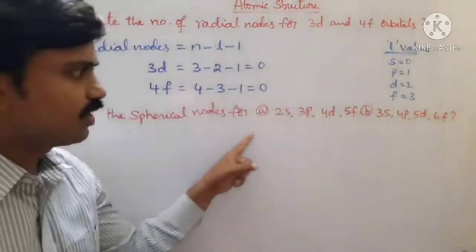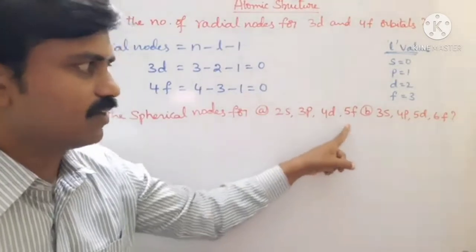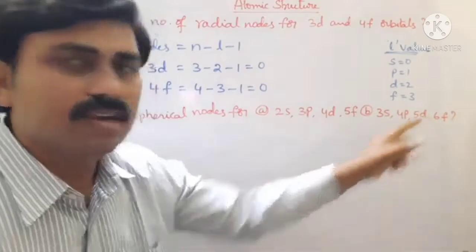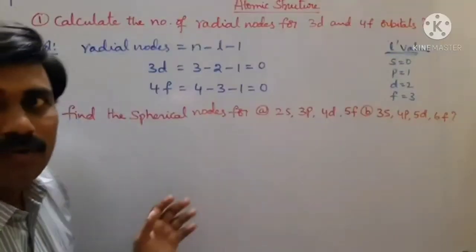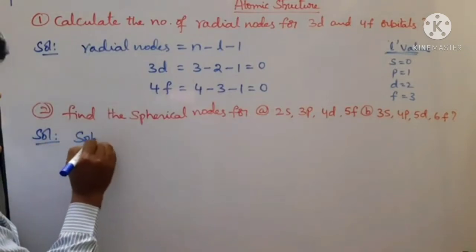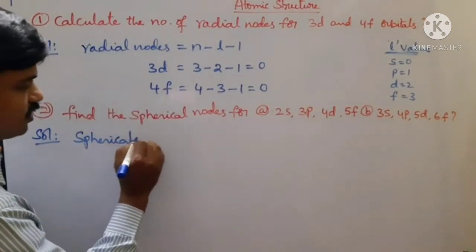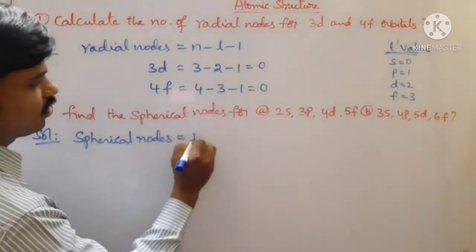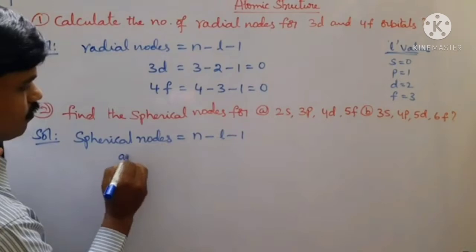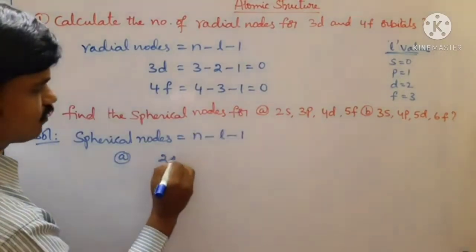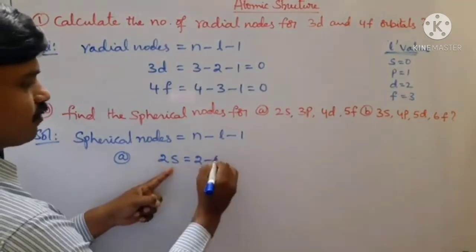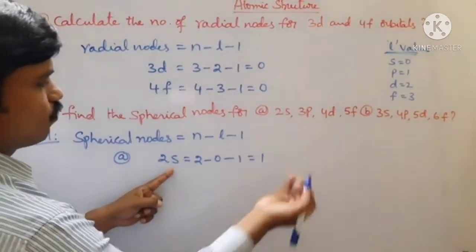Find the spherical nodes for 2s, 3p, 4d and 5f orbitals, and also 3s, 4p, 5d and 6f orbitals. For calculating spherical nodes, what is the formula? n minus l minus 1. In case of A, the first one is 2s orbital. For 2s orbital, n value is 2 minus, l value for s orbital 0, minus 1, it is 1.